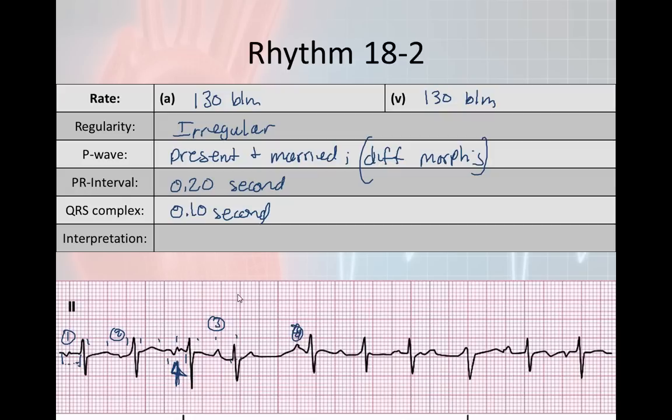So we have at least 3 different morphologies. But what is the other problem here? We have a heart rate that's over 100. So I'm going to say this isn't a wandering atrial pacemaker, this is a multifocal atrial tachycardia.